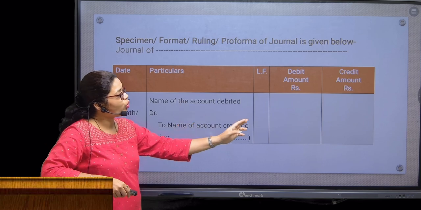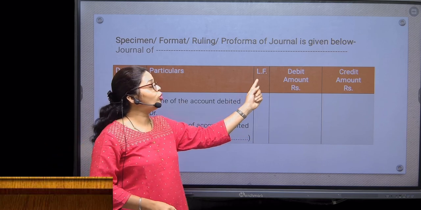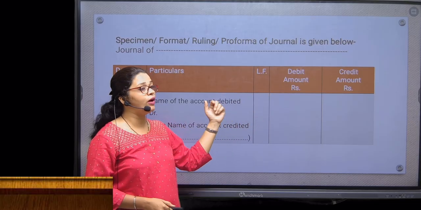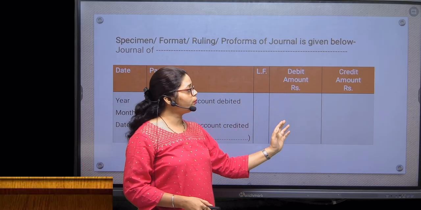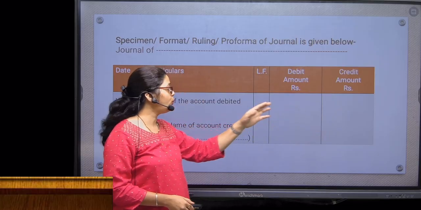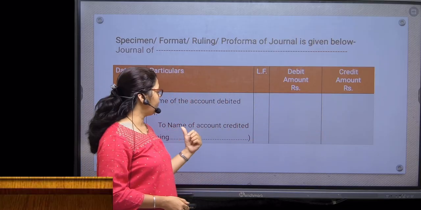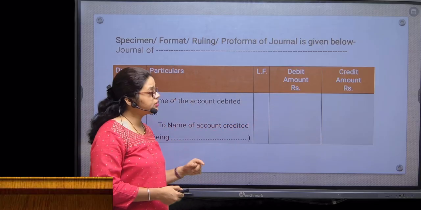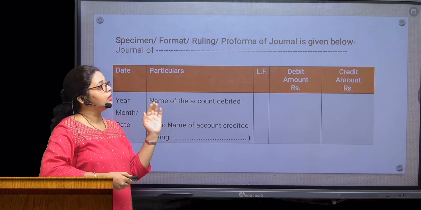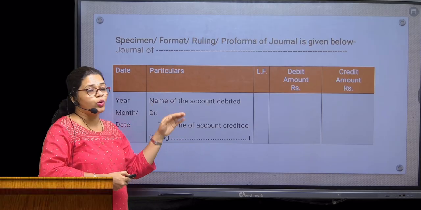After that, the next column is LF. LF means ledger folio. Ledger folio means a page number where we are going to record this particular transaction entry. Then there is a debit amount in rupees and a credit amount in rupees. So debit entry amounts will be recorded under debit amount and credit entry amounts under credit amount. This is the specific format in which we record our business transactions in chronological order.